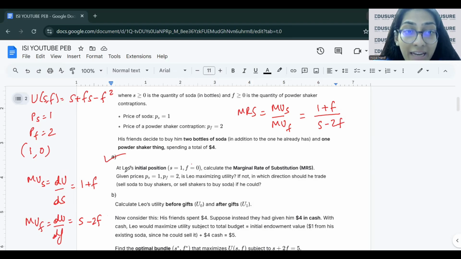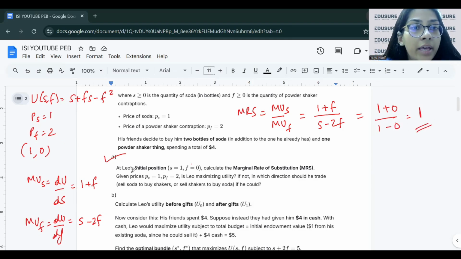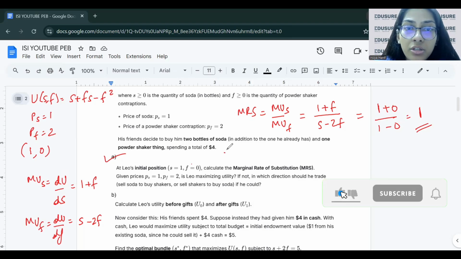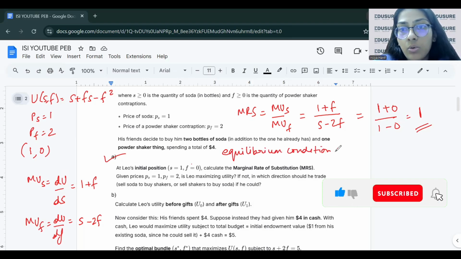Okay, now at Leo's initial position, calculate the MRS. So at 1, 0, you just put in the value. So 1 plus 0 by 1 minus 0. So this is going to be 1. Okay, so that is your first answer. Now, given prices PS is equal to 1, PF is equal to 2, is Leo maximizing utility? तो compare करते हैं. So equilibrium condition क्या होता है? Equilibrium condition ये होगा जब MRS is equal to the price ratio, right?